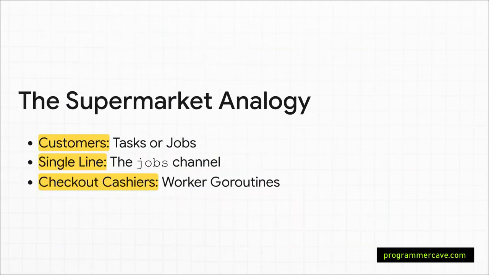The best way to think about this is the supermarket analogy. It's perfect. The jobs you need to do, those are the customers. They all line up in one single line. That's our jobs channel. And the checkout cashiers, those are your worker Goroutines. The key here is you don't have a million cashiers. You have a fixed number, right? This keeps things moving smoothly without the whole store descending into chaos.